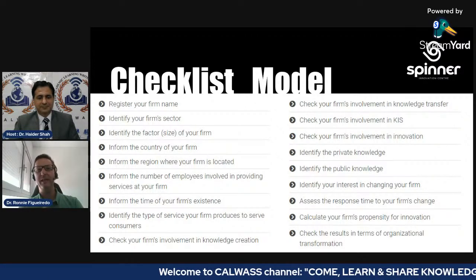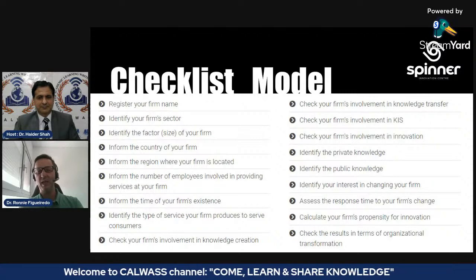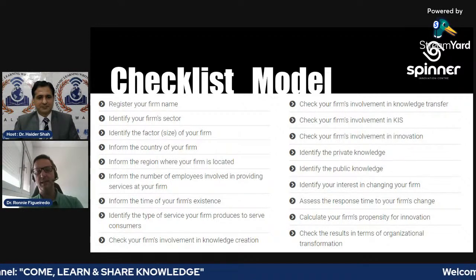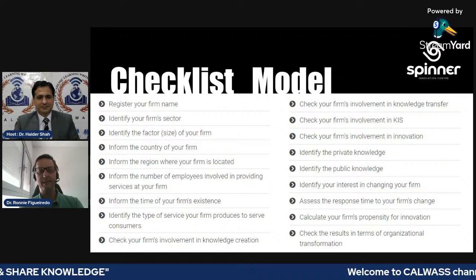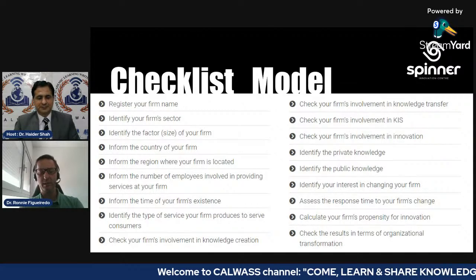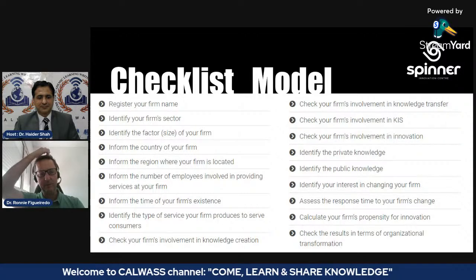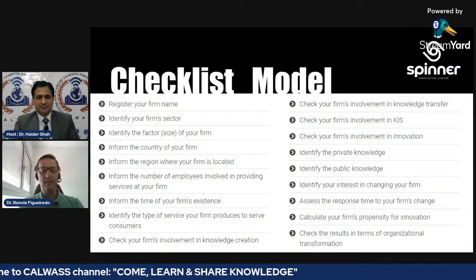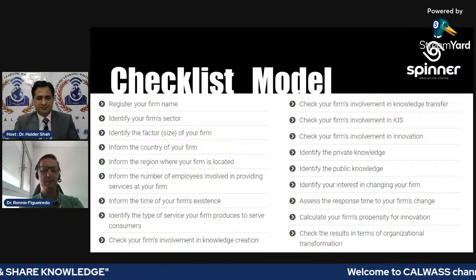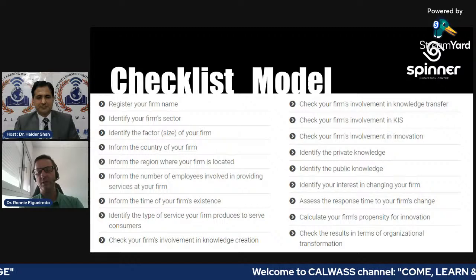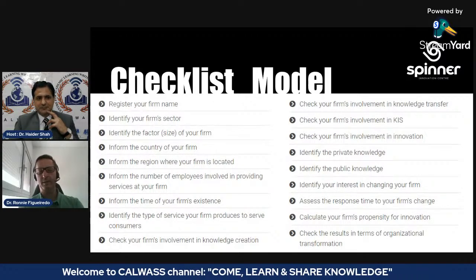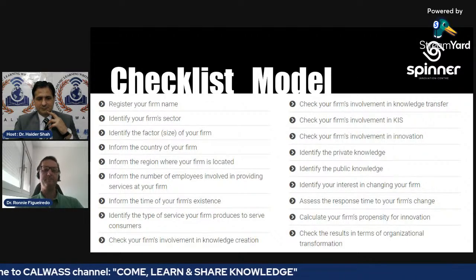Then identify if this business is interested in making the change happen, in business transformation. Assess the data, collect the data, and calculate using the spin model, and then check the results. Analyze the results overall, or analyze them in the specific variables: knowledge creation, knowledge transfer, knowledge-intensive solutions provided, or innovation as a consequence.